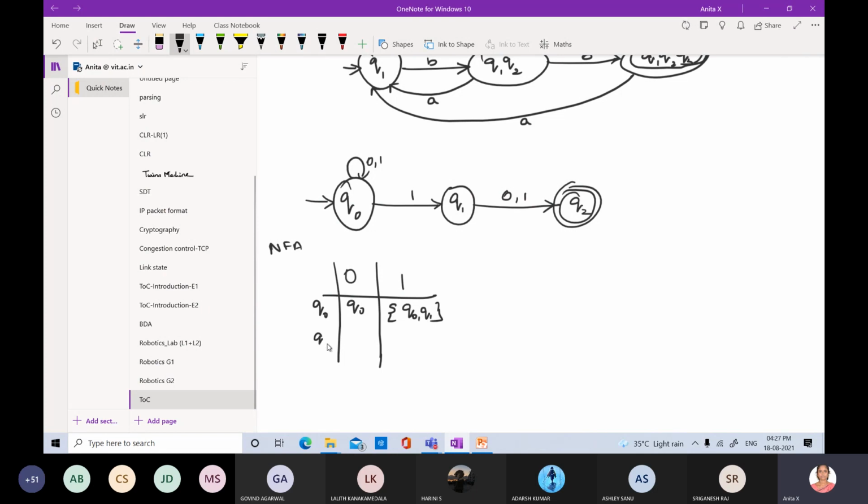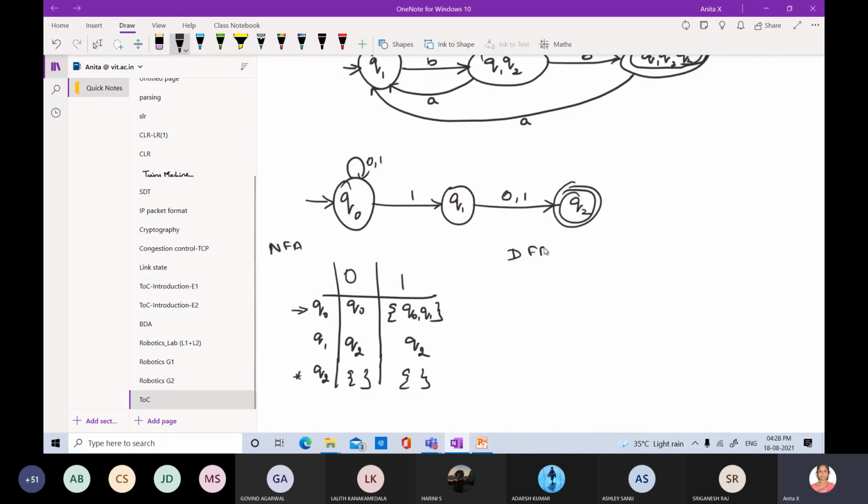And the next state is Q1. From Q1 for input symbol 0, I'm having a transition to Q2. And for 1 also I'm having a transition to Q2. The next state is Q2, right? From Q2 for both input symbols I'm not having a transition at all, right? So this is the start state and this is the final state.